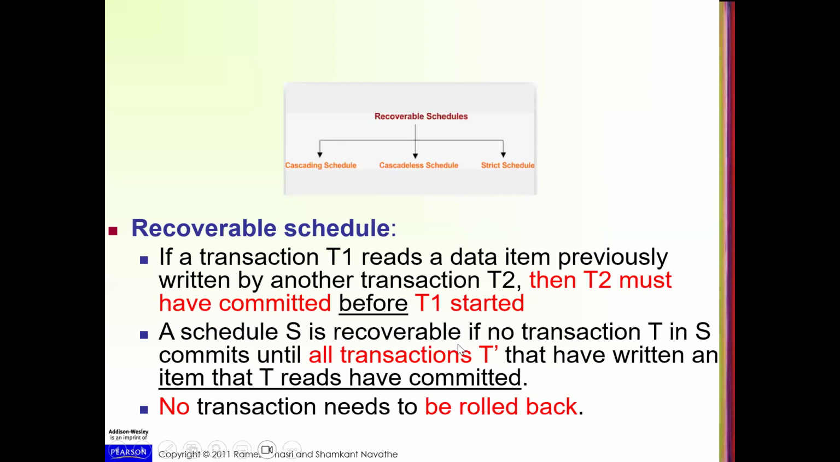A schedule S is recoverable if no transaction T in S commits until all transactions T' that have written an item that T reads have committed. So no transaction needs to be rolled back. We will understand these two things with an example, then you will understand it better.